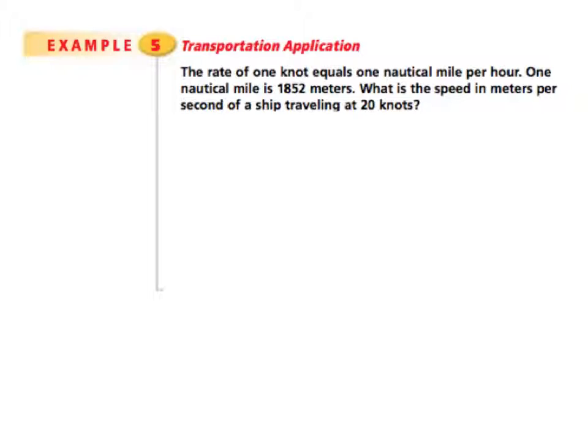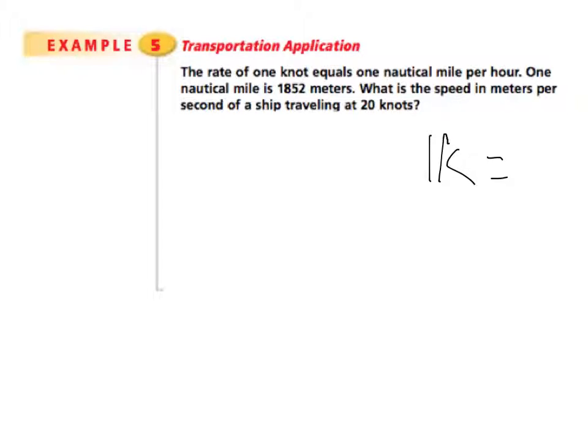Okay, last one. Okay, transportation application. The rate of 1 knot. So let's call it 1K. 1 knot equals 1 nautical mile per hour. 1 nautical mile is 1,852 meters. What is the speed in meters per second of a ship that's traveling at 20 knots?